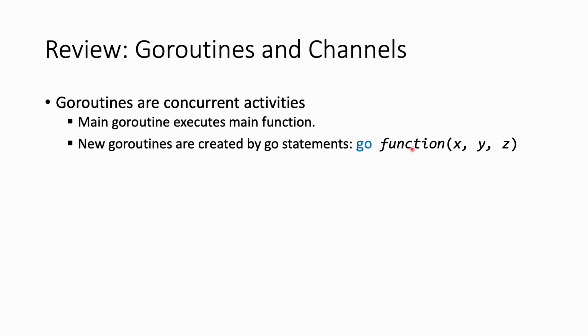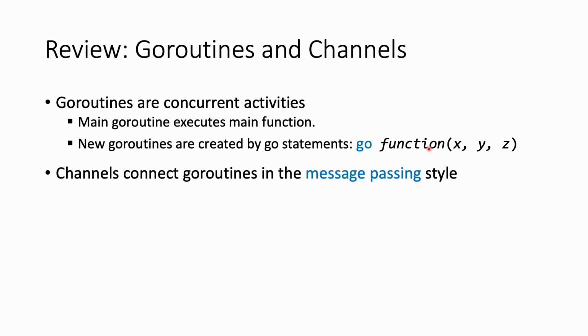The function call in a Go statement will be executed in the newly created Go routine, but its arguments are evaluated in the current Go routine. When the main Go routine exits, all other Go routines terminate abruptly. In the message passing style of concurrent programming, Go routines communicate with each other via channels.